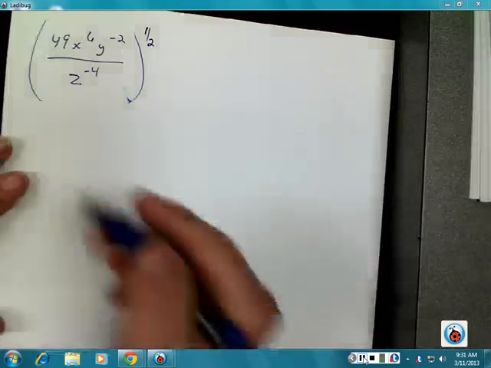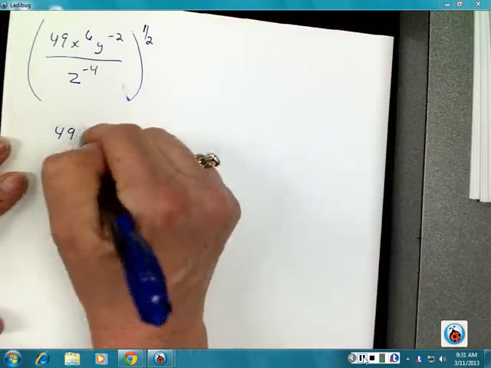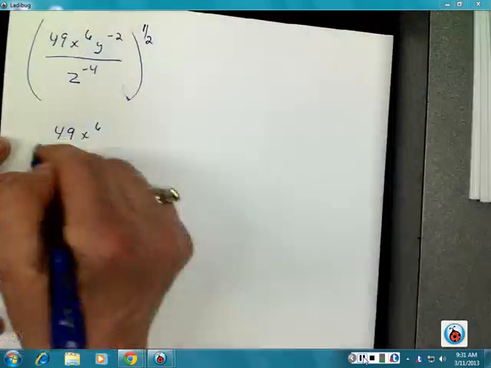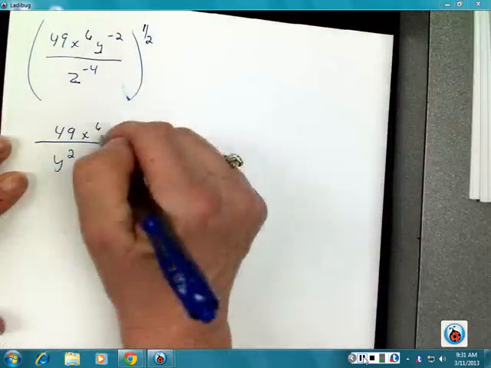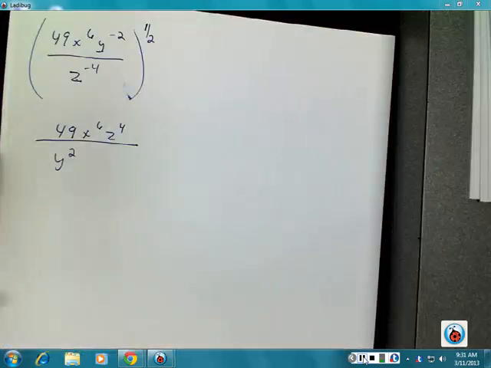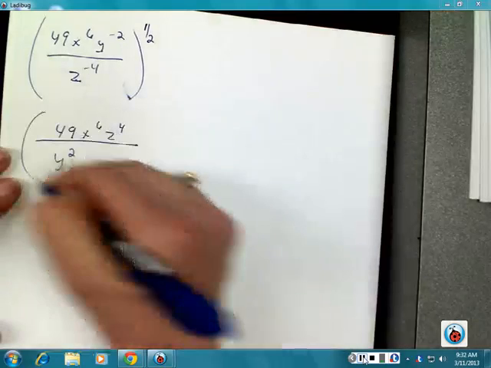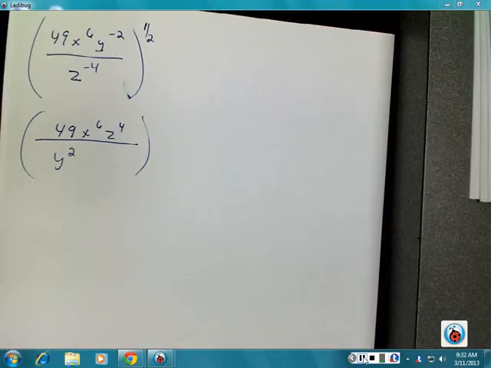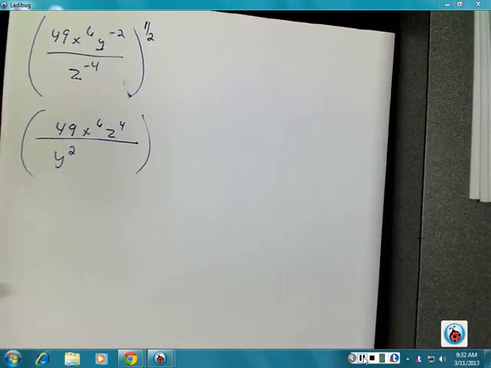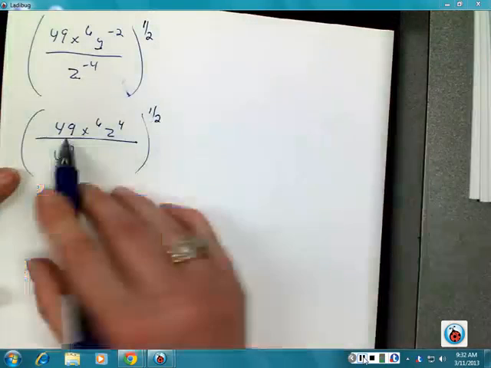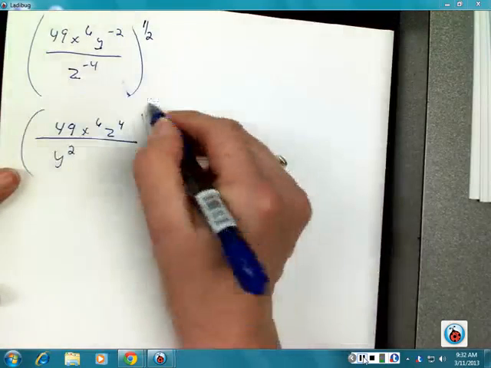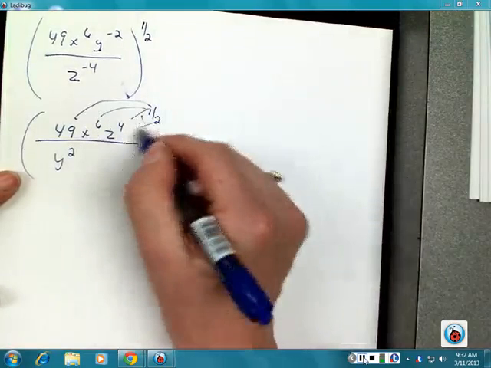Switch them. 49 stays, x to the 6th stays, y to the negative 2 goes to the bottom, but z to the negative 4th comes on top. Okay with that part? All we did was move them around. That's again a rule that is in 5.2, I think it's in that section. But I still got my half out here. So I still got to distribute everybody by a half.